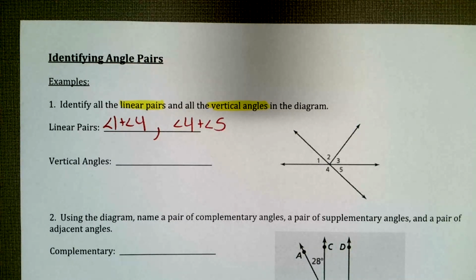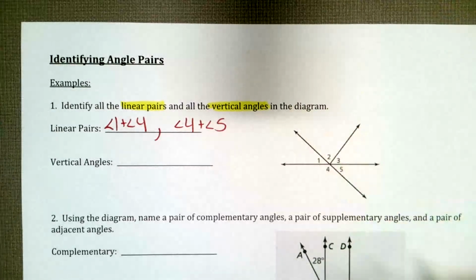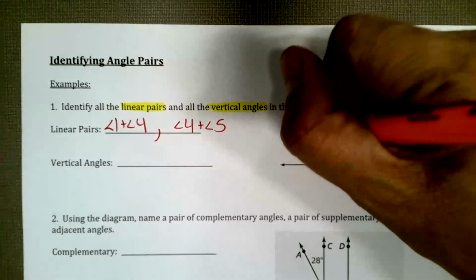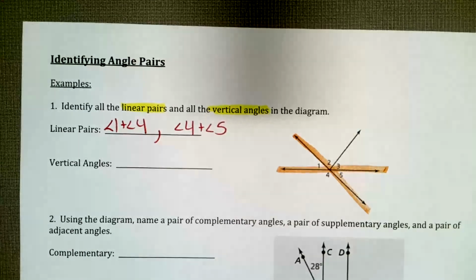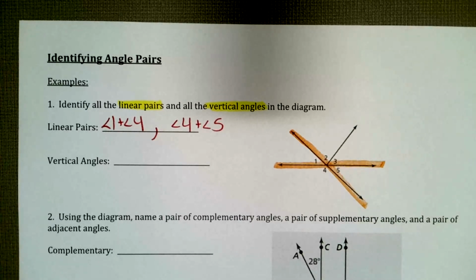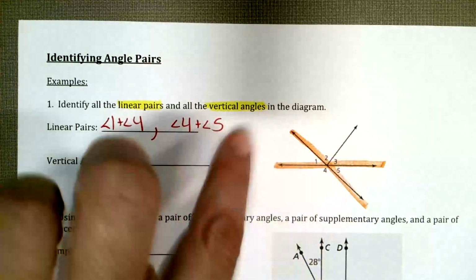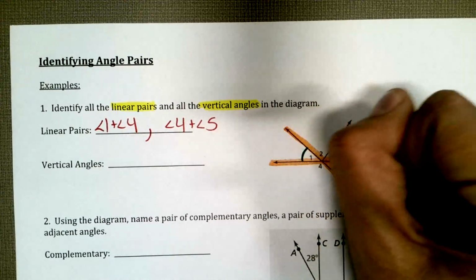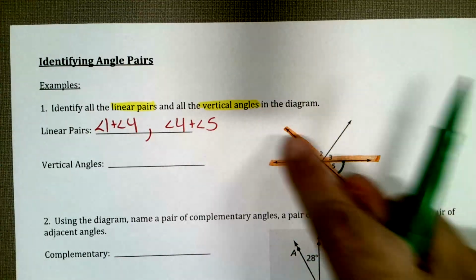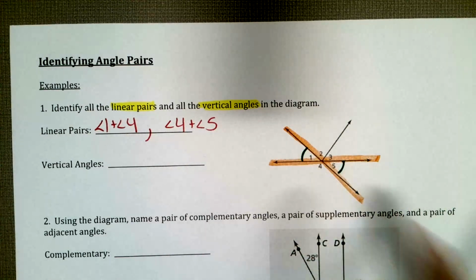Vertical angles: opposite angles formed by the intersection of 2 lines that are congruent. So we only have 2 straight lines here. We have this line and this line. And so because of this, we only actually have 1 pair of vertical angles here. These would be the opposite angles that are congruent.